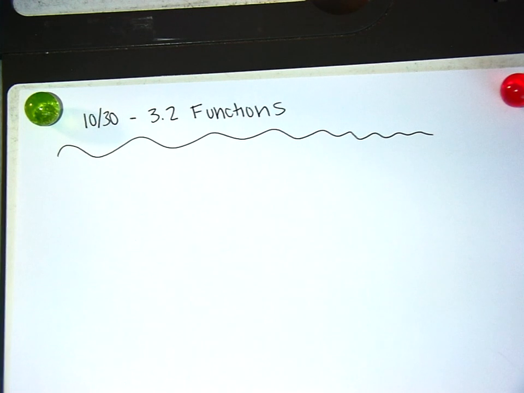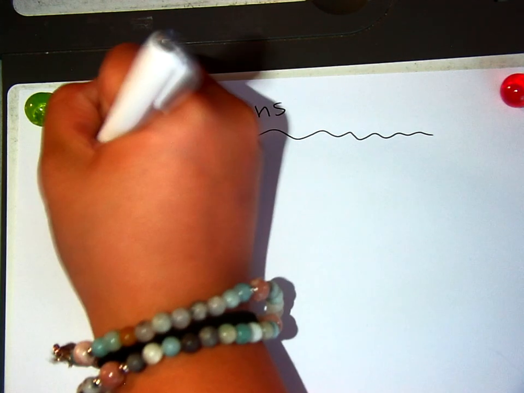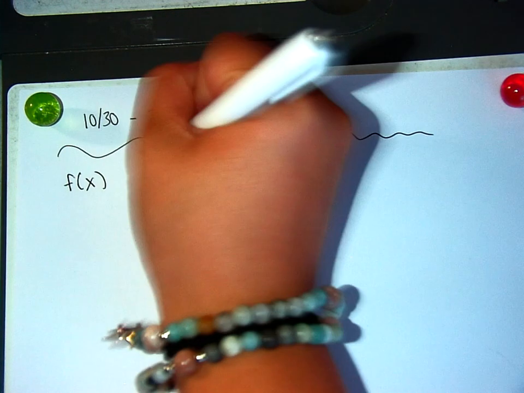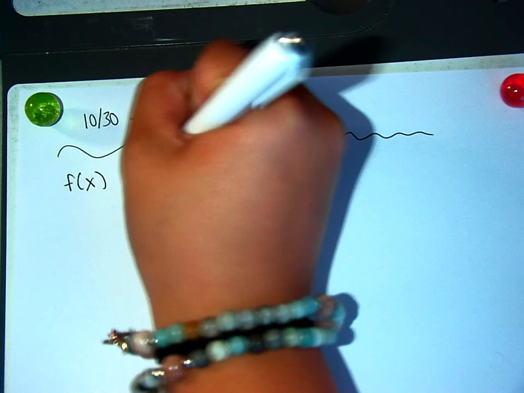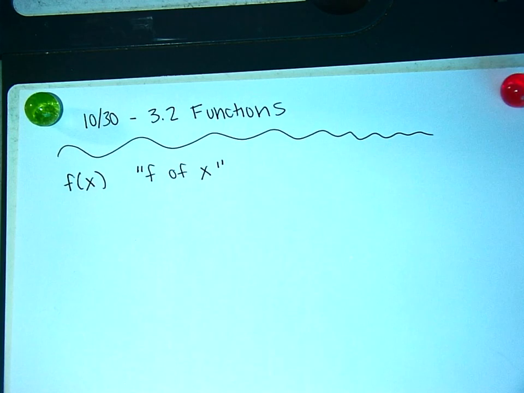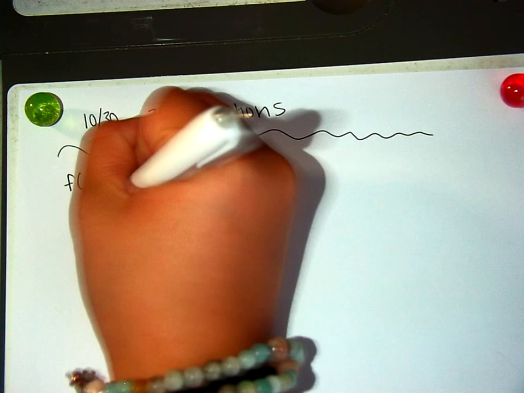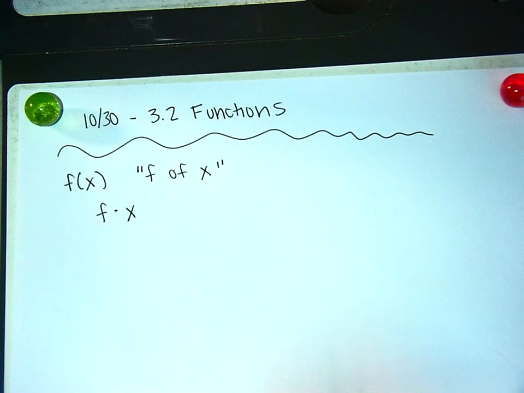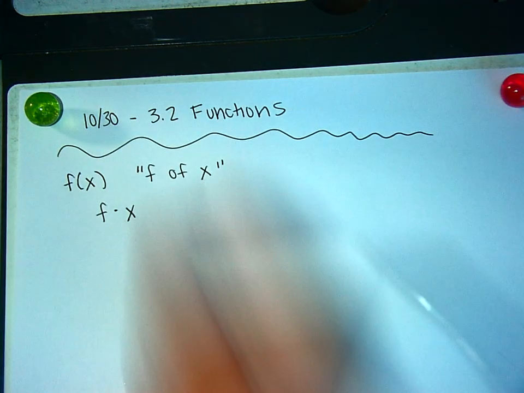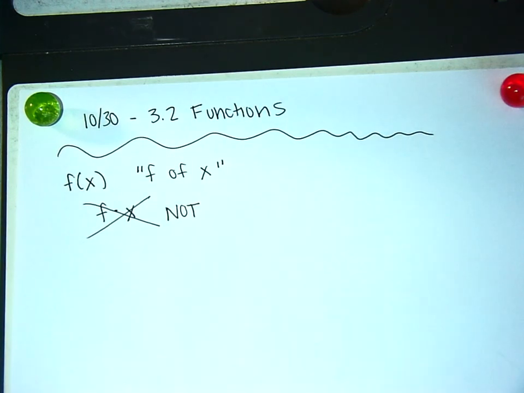Going to be talking about functions. So I want you to write this down. F of x. This is really f of x, but some people may consider it being f times x. However, that can't happen. So write a big not possible.